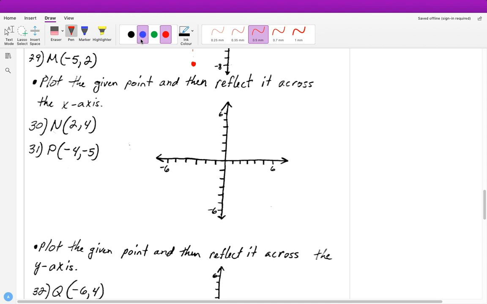All right, this one says plot the given point and then reflect it across the x-axis. So our point is 2, 4, so 1, 2, and then it's going to go up 1, 2, 3, 4. So here is our point at 2, 4.